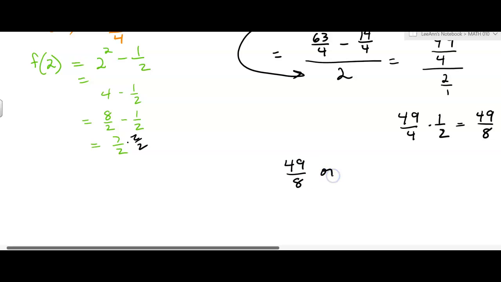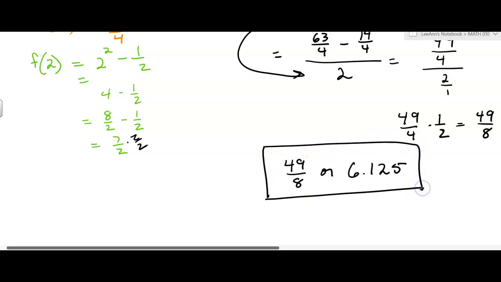Or they may want a decimal approximation. Let's see what we get. 49 divided by 8 is 6.125. So I don't know which way they want it, but I'm happy with either one in this case. They don't give us any units of measure, so it's just an equation.